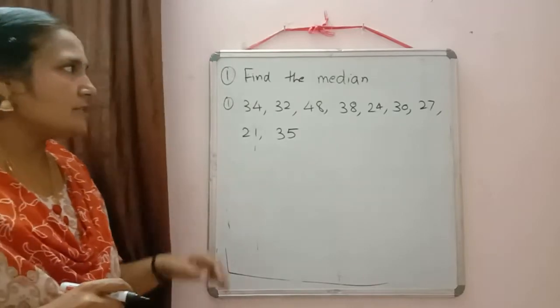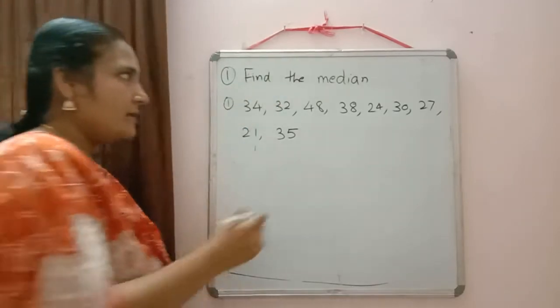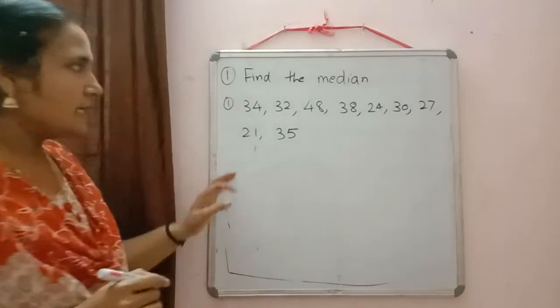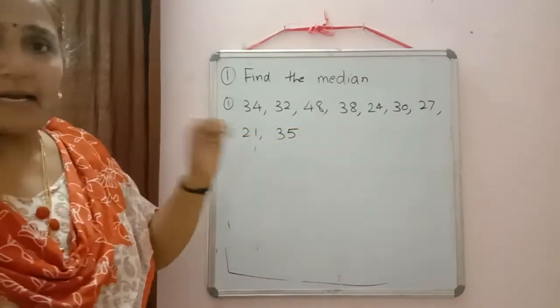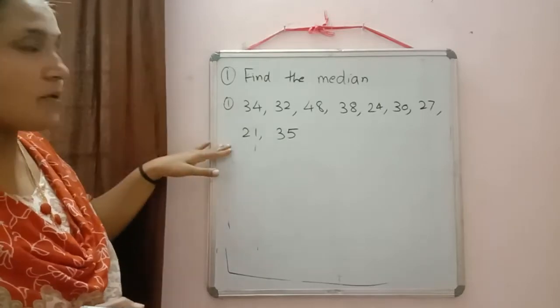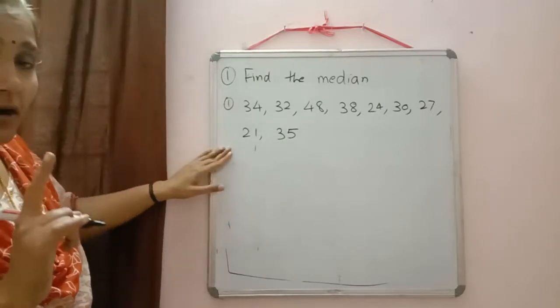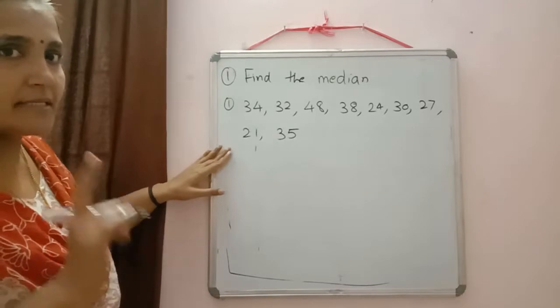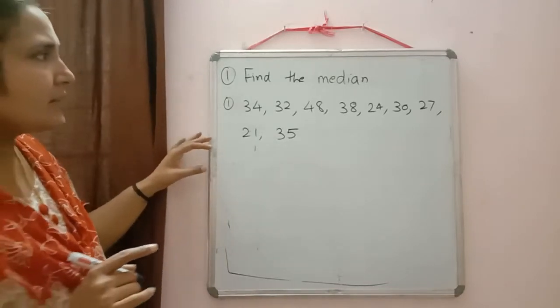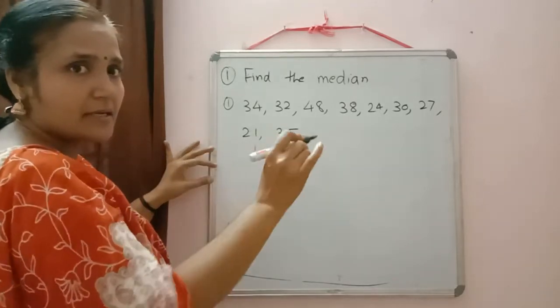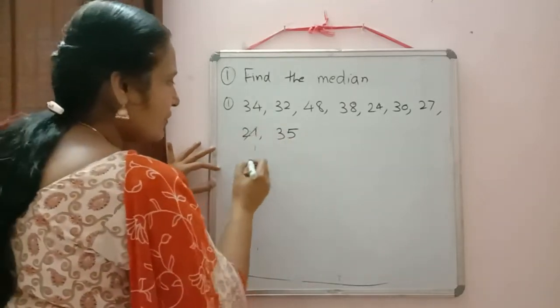So all of you, the question is find the median, and in the first question is written 34, 32, 48. In this way numbers are given. So don't start calculating here only. First method is what? We have to arrange the numbers in ascending order. So now we will start arranging it in ascending order. While arranging, you cut the numbers also, so that it will be easy for you to identify.